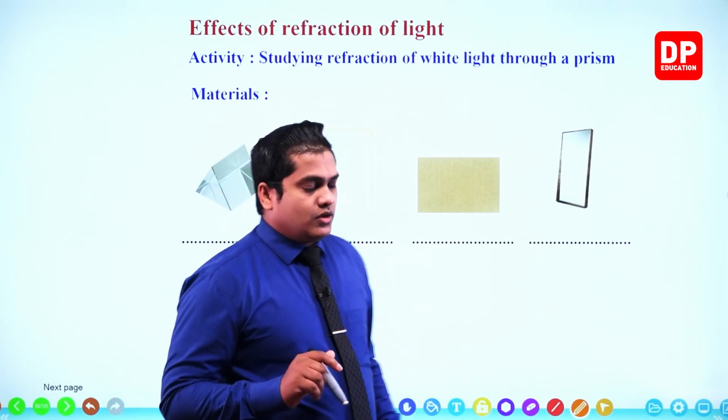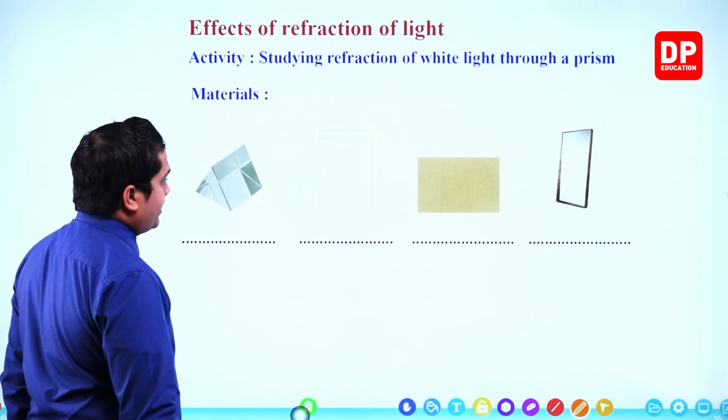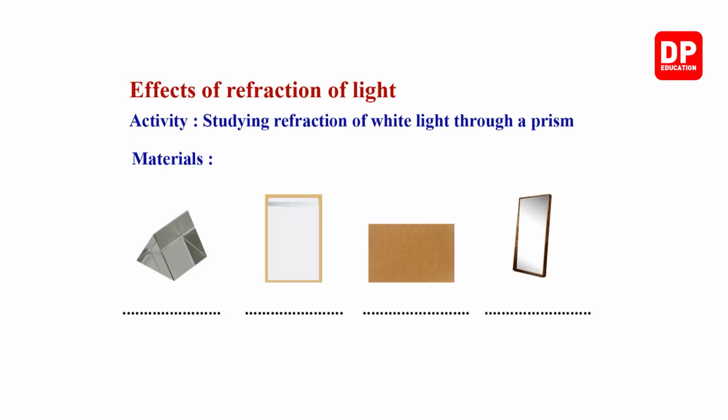Okay, right. So let's see how to do this activity, but before that we have to get the materials that we need. So here first of all we'll be needing a prism. Then my dear children, we'll be needing a white screen. Then a cardboard.